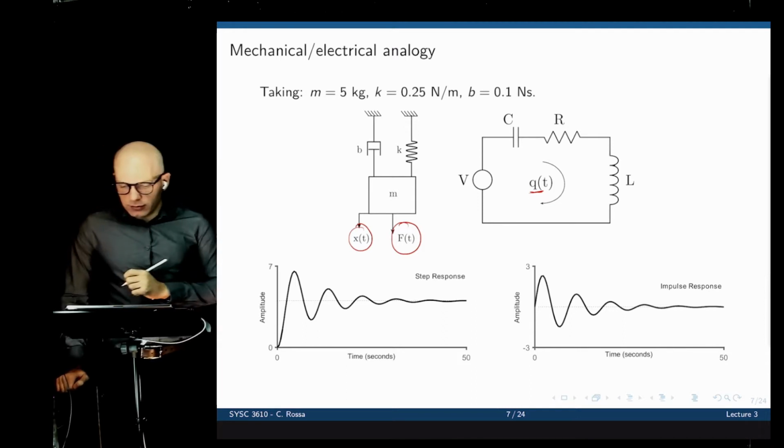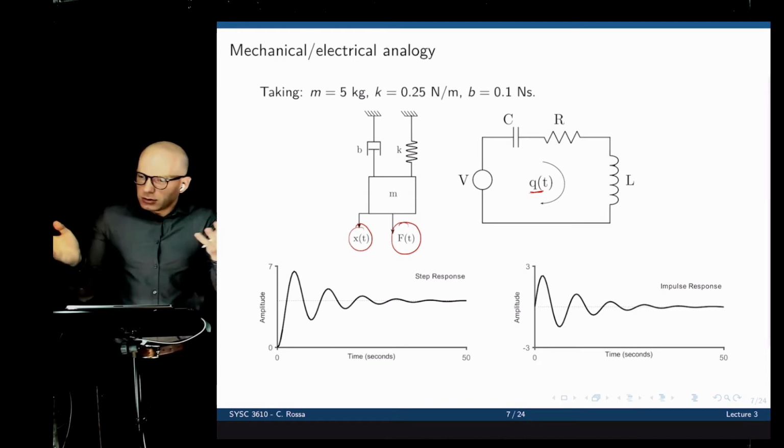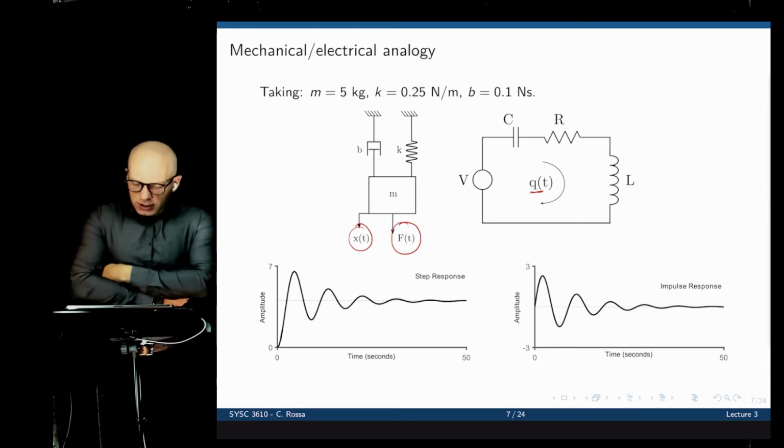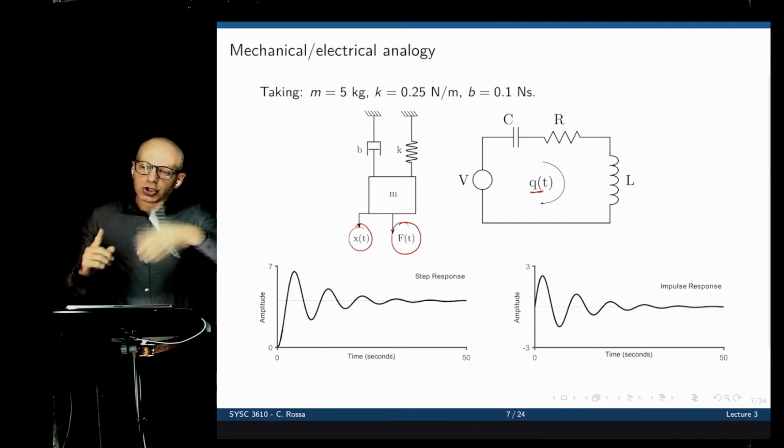Right? It settles at a non-zero value, which makes sense. We are moving the mass and holding it, so the final value is non-zero. In the electrical circuit, what happens? The same thing. We turn it on. We are injecting charge into the system.